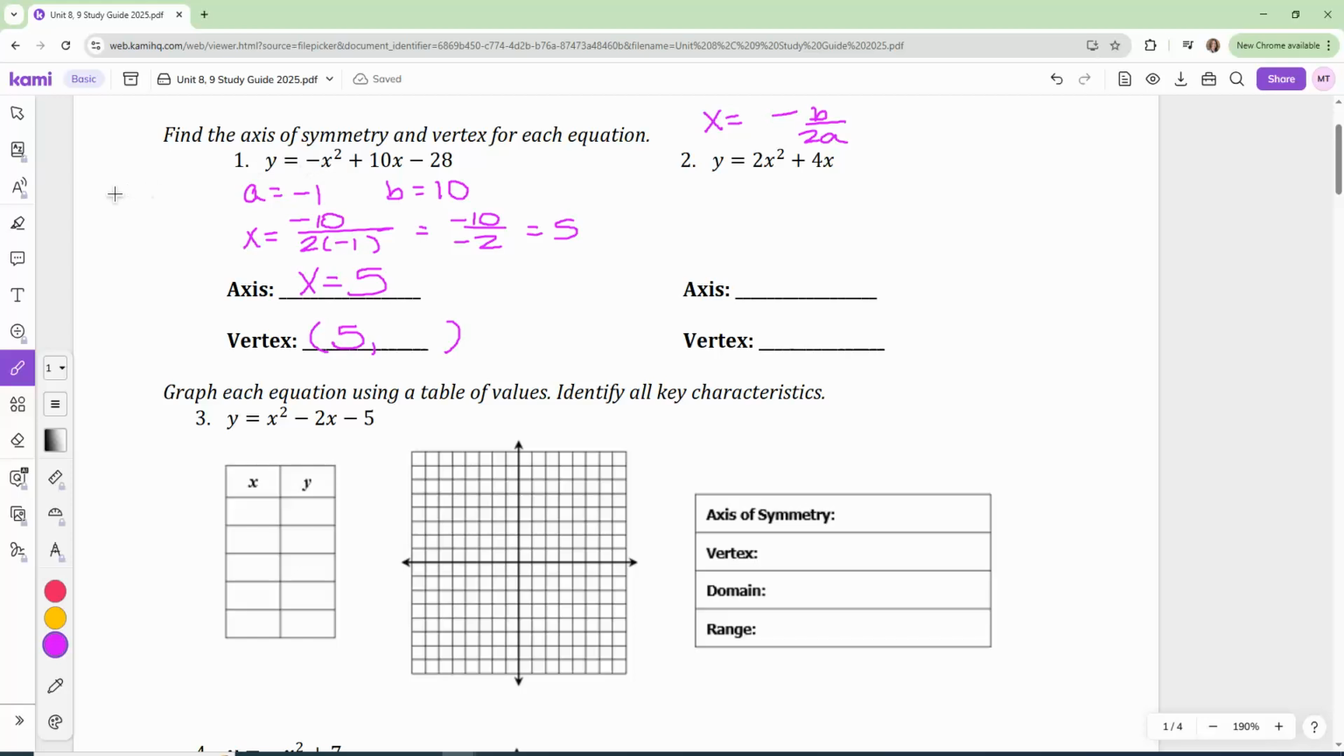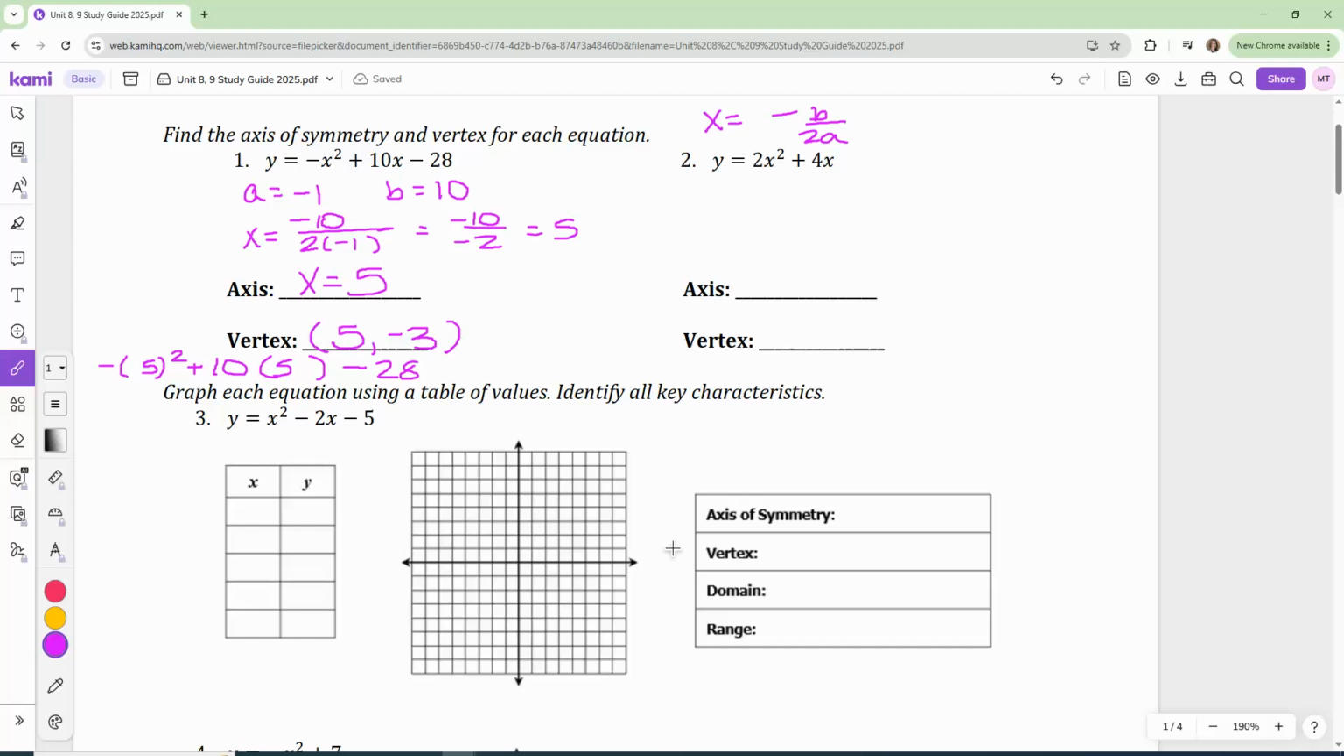To do that, you're plugging it into the equation. You can use your calculator. So it's the opposite of what we plug in squared plus 10 times what we plug in minus 28. So if you put in your 5, you get -3. So 5, -3 is your vertex.